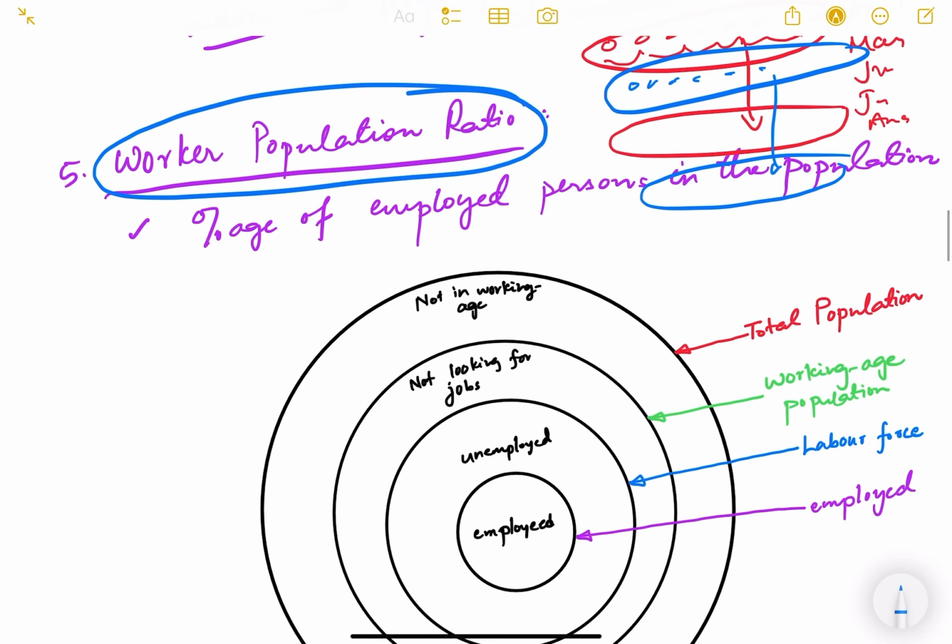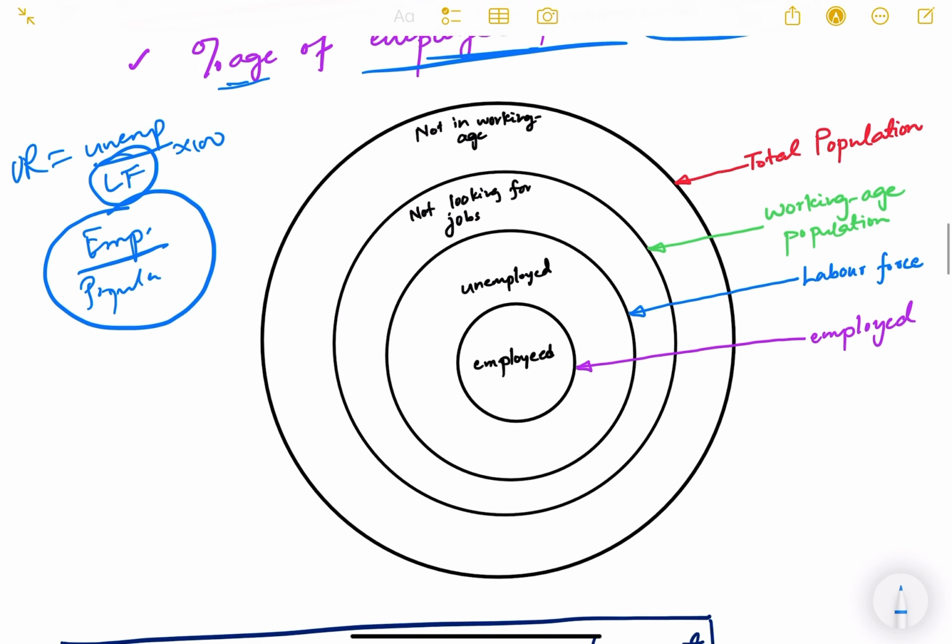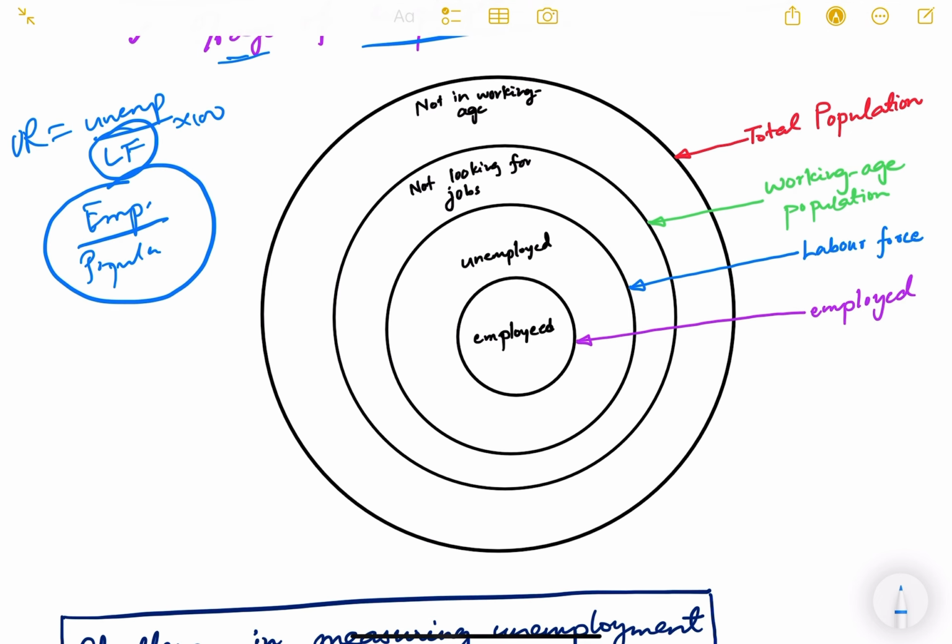Now the working age population ratio, or worker population ratio, is the percentage of employed persons in the population. In the unemployment rate, we see the number of unemployed divided by the labor force multiplied by 100. But here we look at the percentage of employed persons, meaning people who are employed, divided by the total population of the country, and not the labor force. So this is just another metric that we look at, just to know how much is the young population, how much is the working age population, and how much is the participation. So that is what we see.